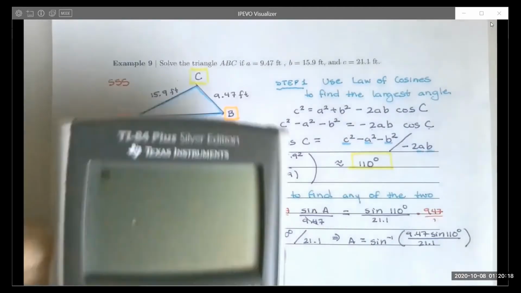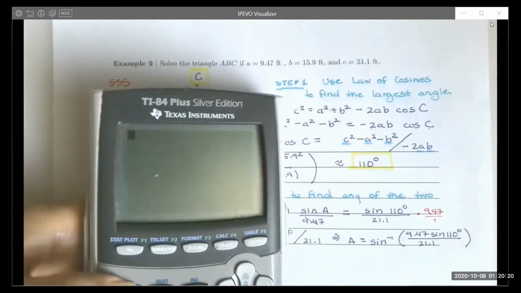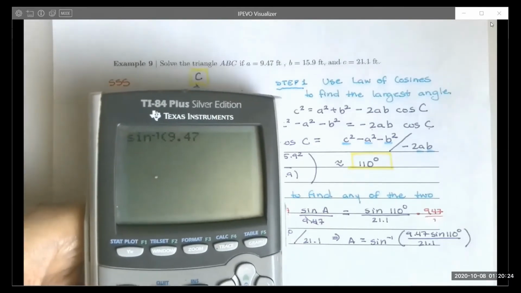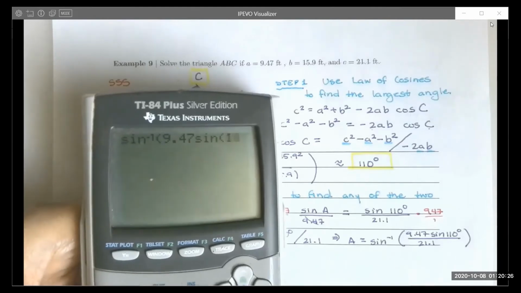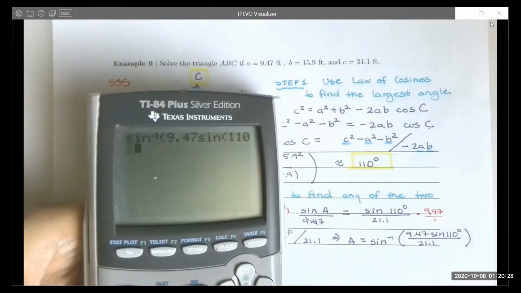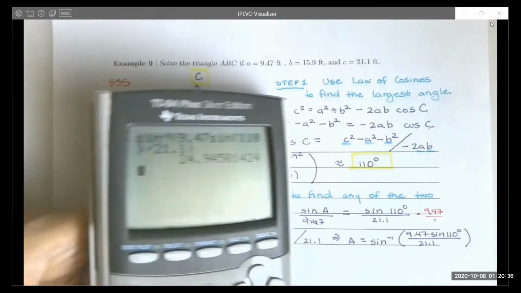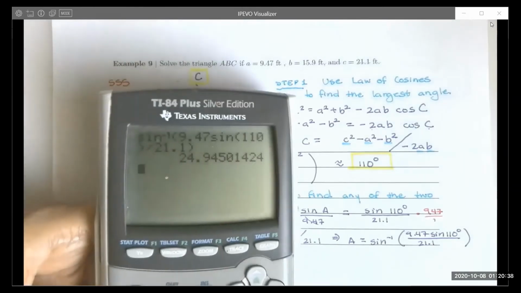So now we punch it in. Sine inverse of 9.47 times sine of 110 degrees divided by 21.1. We get approximately 25 degrees.